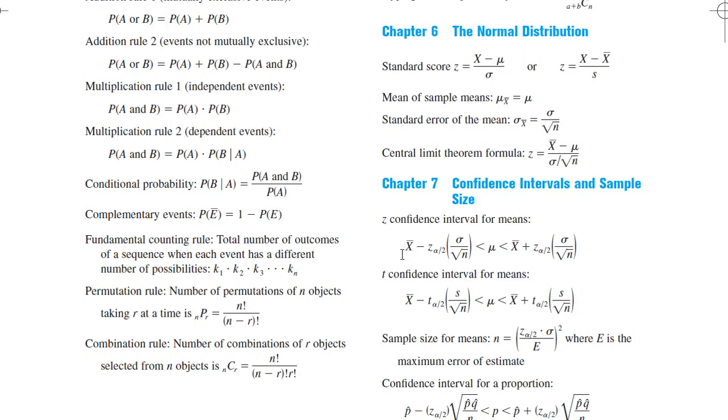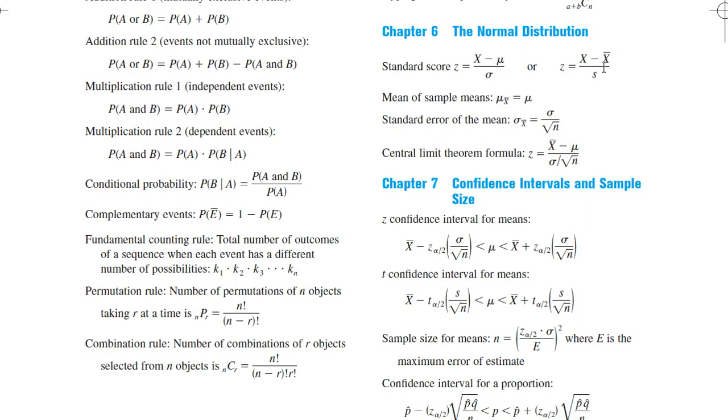So here's the formula for the Z confidence interval. X bar, sample mean, minus the Z alpha over 2 times sigma divided by the square root of n. Now this might be familiar if you look back at chapter 6. That's actually the standard error of the mean. This sigma divided by the square root of n, that's the standard error of the mean. So this little piece here is the standard error of the mean. That's important for us, right? And then on the other side, it's the sample mean plus that.